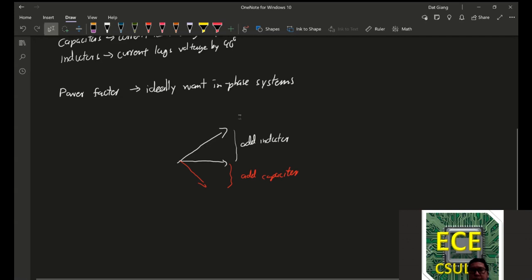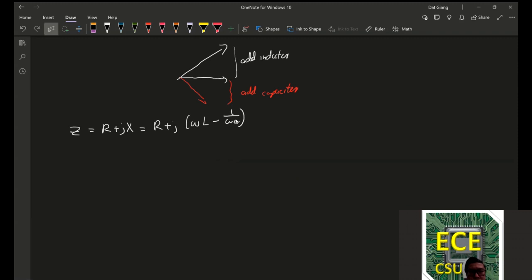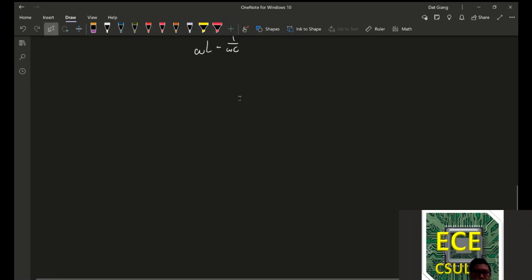If we look at the general formula in the case of series impedance, Z is equal to R plus jX, or R plus j(ωL minus 1 over ωC). If these two are equal to each other, we get the ideal situation, which is when impedance is just purely resistive, and that allows us to get the maximum amount of power. But there are other problems associated with this, which you'll see in EE 3030. But for now, phasor diagram wise, it looks something like this.